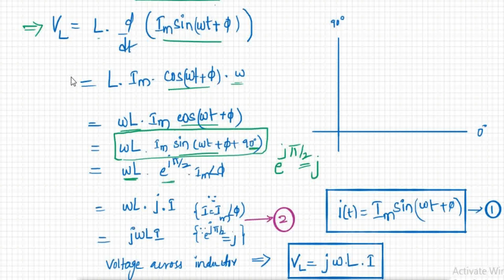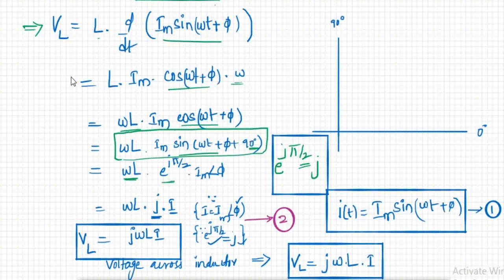e power j pi by 2 is equal to j, it can be replaced with j actually, so I am replacing it with j here, and Im at an angle of pi can be replaced with capital I. Because e power j pi by 2 is j, and Im at an angle of pi equals I, the expression for voltage across inductor will become j omega L into I. So voltage across inductor can be represented with j omega L into I.